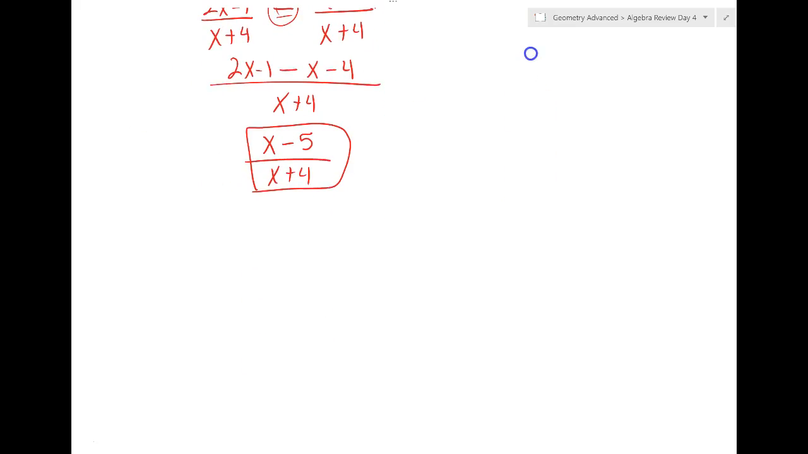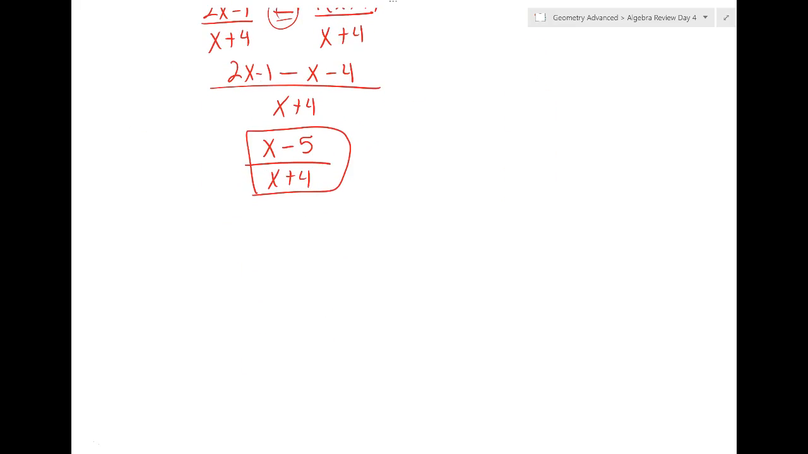All right, now let me try another one. Maybe a little more complicated, but I think you guys can get it. All right, what if I had this problem here? 1 over x squared plus 3x plus 2 minus 1 over x squared minus 2x minus 3. Make sure I got the right numbers here. All right. Now, in order to do this, I have to have a common denominator, correct?